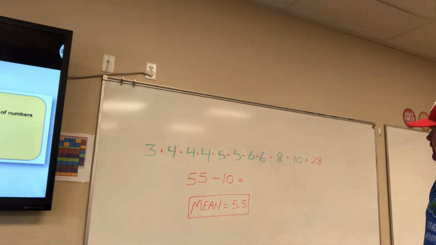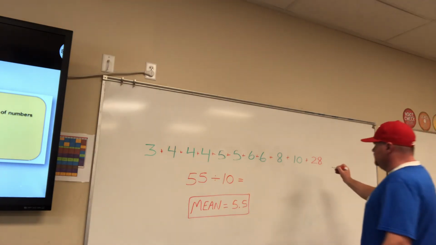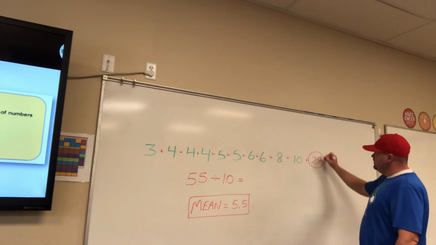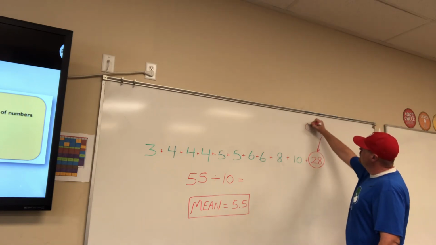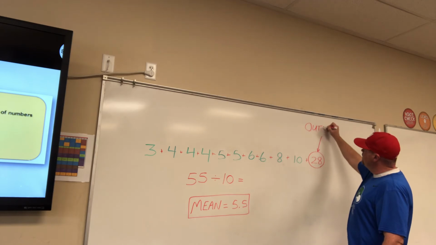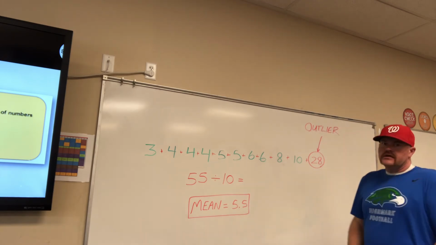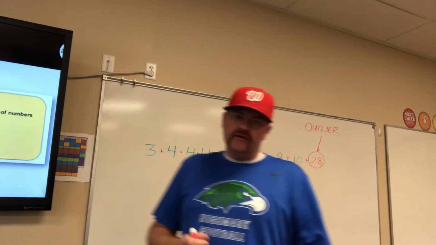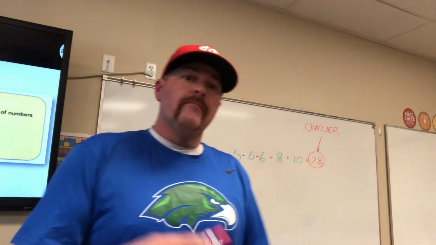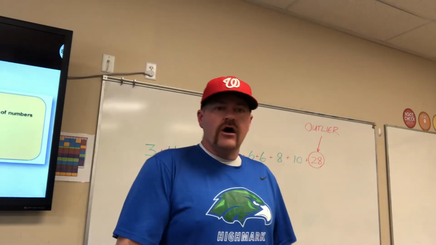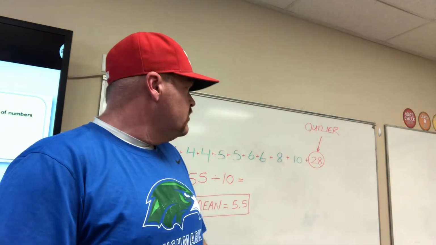So the 28 in this case is what would be considered an outlier. Okay, so go ahead and make sure that gets in your notes as well. Outlier. And again, it is a piece of data that is either much smaller or much larger than all the other sets of data that you're working with.